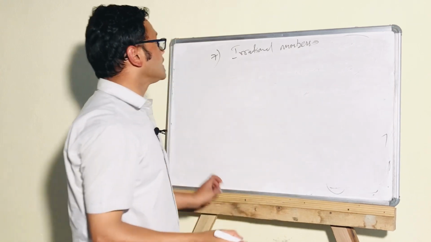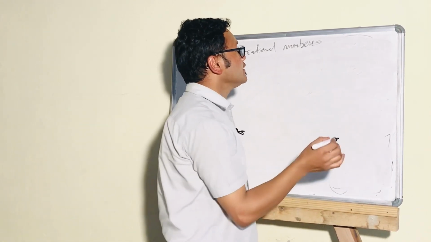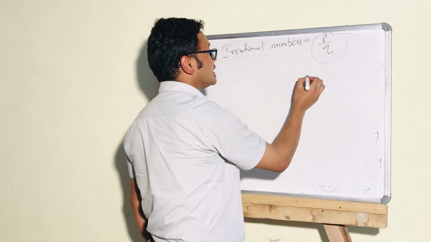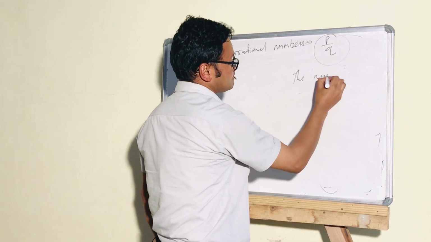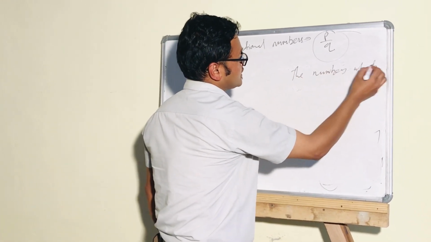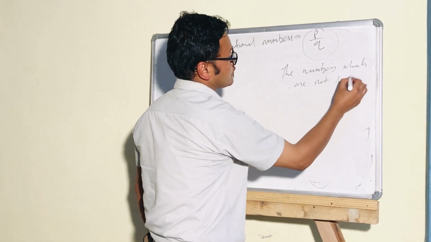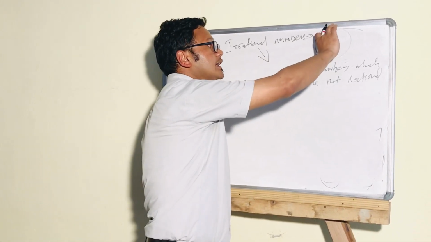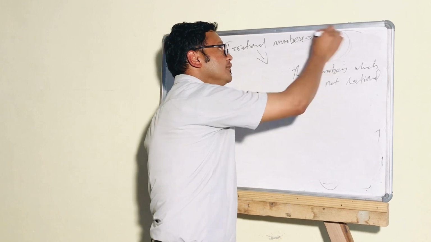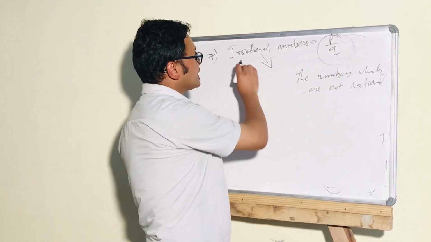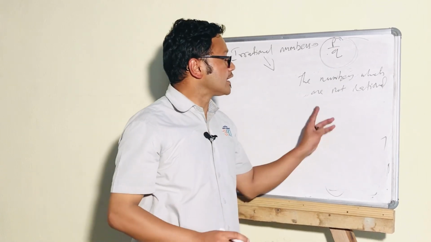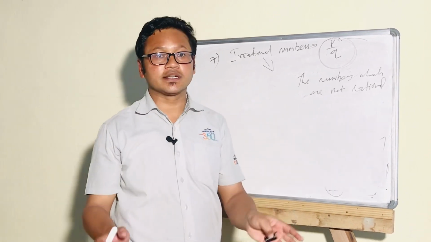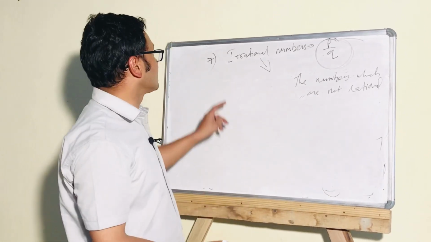The numbers which cannot be expressed in the fractional or ratio form, that is p by q, cannot be described in this form. Numbers which are not rational are called irrational numbers. It cannot be expressed as p by q, a ratio, or a fraction. That means all the numbers which are not rational are called irrational numbers, or we can say non-terminating, non-repeating decimals are called irrational numbers.